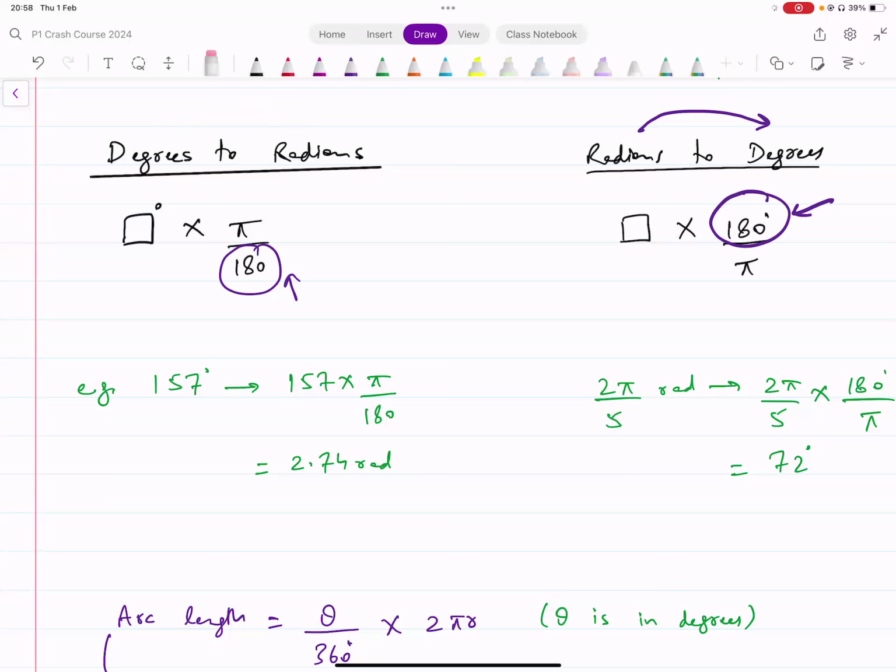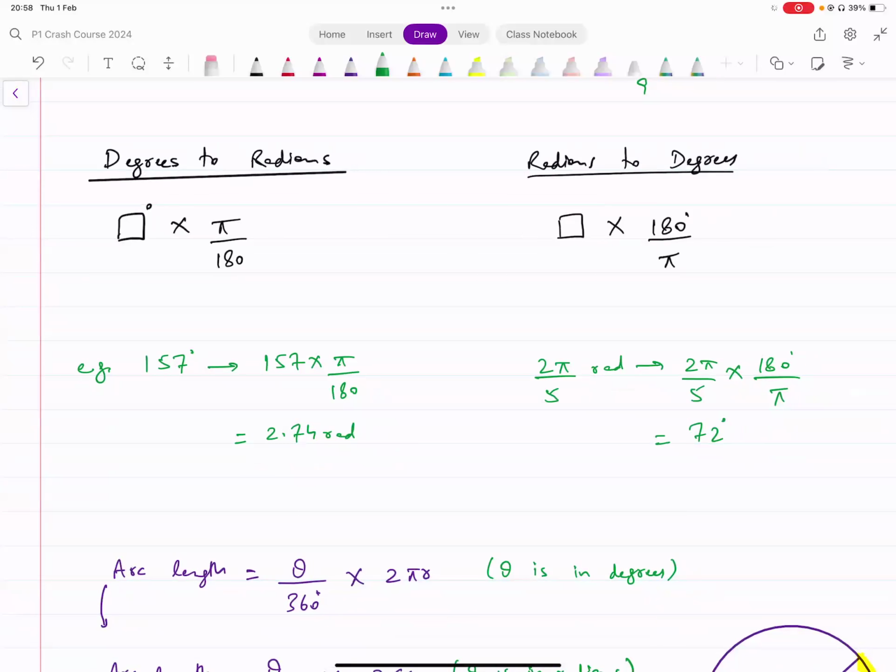So you either multiply by pi over 180 or 180 over pi. In order to go from degrees to radians, you multiply by pi over 180. In order to go from radians to degrees, you multiply by 180 over pi. Okay, we did some examples in this.